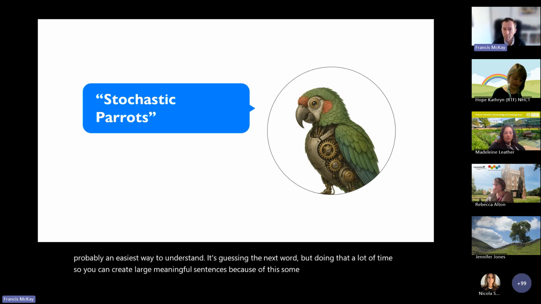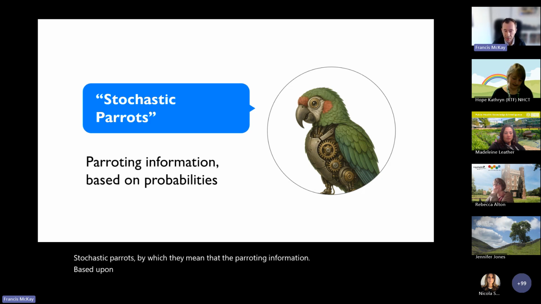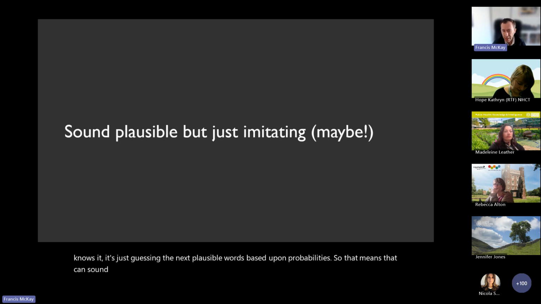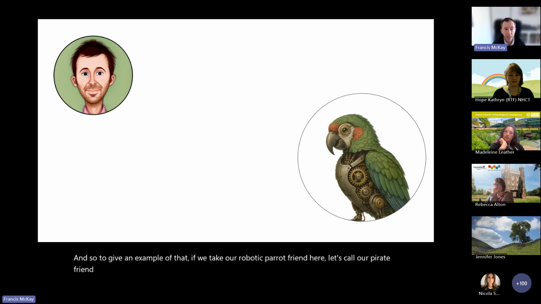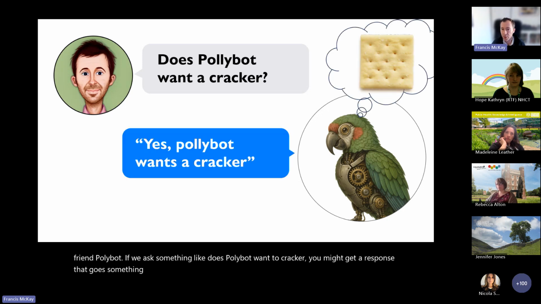Because of this, some people have called them stochastic parrots, by which they mean that they're parroting information based upon probabilities. So these machines aren't necessarily telling you something because they know it, they're just guessing the next plausible words based upon probabilities. That means it can sound plausible, but they really might just be imitating speech. To give an example of that, if we take our robotic parrot friend here, let's call our parrot friend Polybot. If we ask something like, does Polybot want a cracker? You might get a response that goes something like, yes, Polybot wants a cracker. An intelligible response to that question.